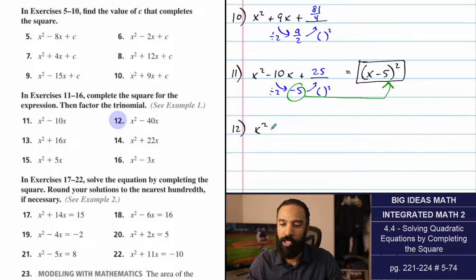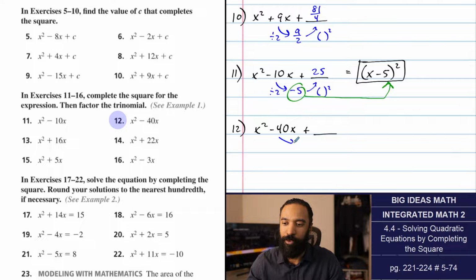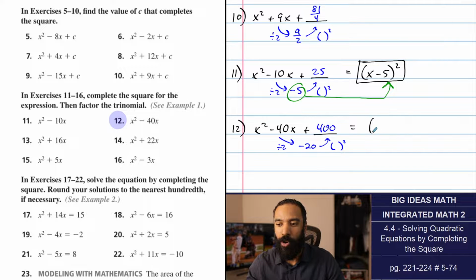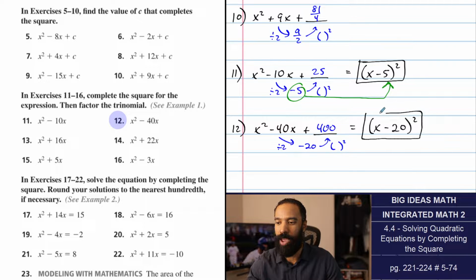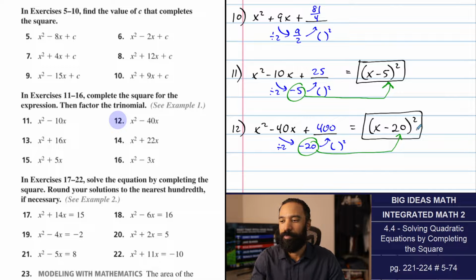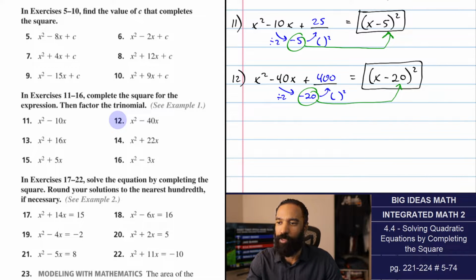So number 12, x squared minus 40x. Whoa, big numbers. Here we go. Divide negative 40 by 2 and you get negative 20. And then you square negative 20 and you get positive 400. So I need to know what two numbers multiply to 400 and add to negative 40. Oh, it's negative 20 and negative 20, my friend. It's (x - 20) quantity squared. It's that number that goes in there, right? So that's what we're doing with these. Hopefully it makes sense. Unless I have some odd numbers or I feel it's relevant to what I need, I'm probably not going to write that.